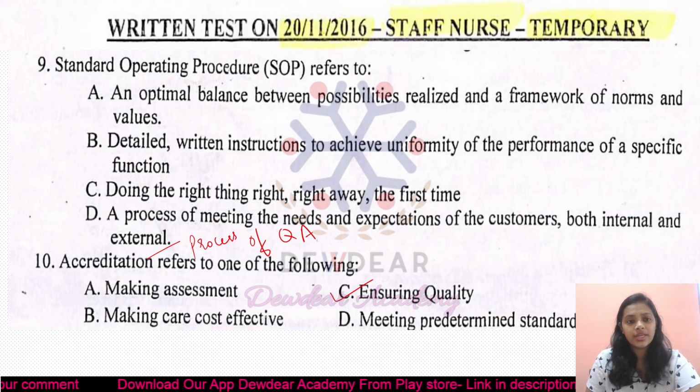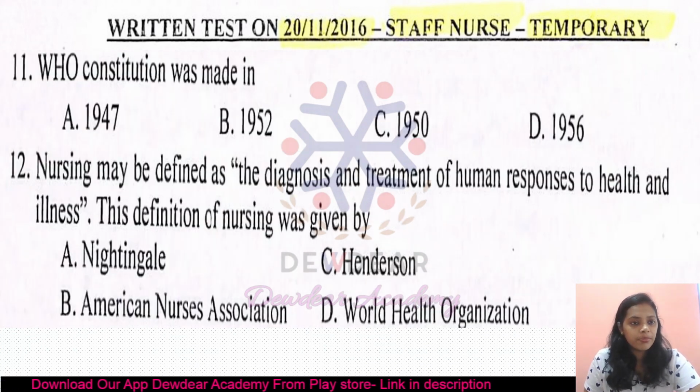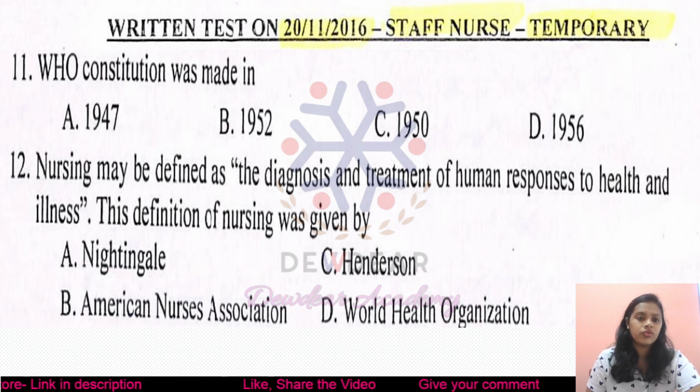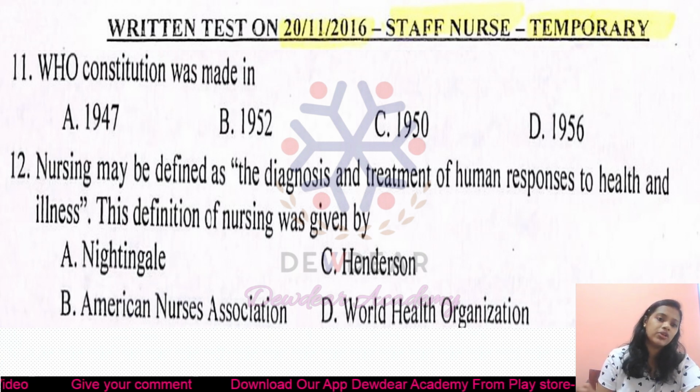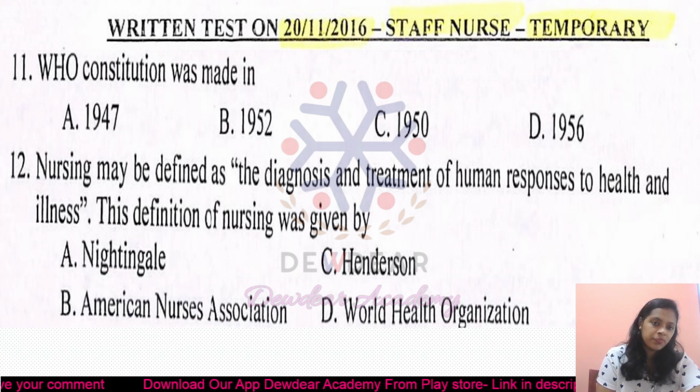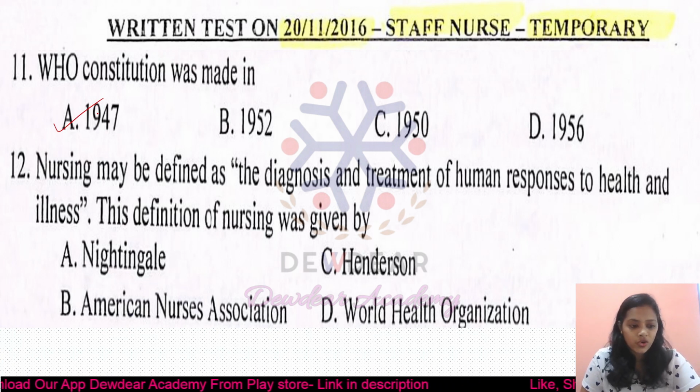Now we move on to the next question, that is question number 11. WHO Constitution was made in, options are 1947, 1952, 1950, 1956. We know WHO is World Health Organization. So in these options, the correct answer is option A, that is 1947.